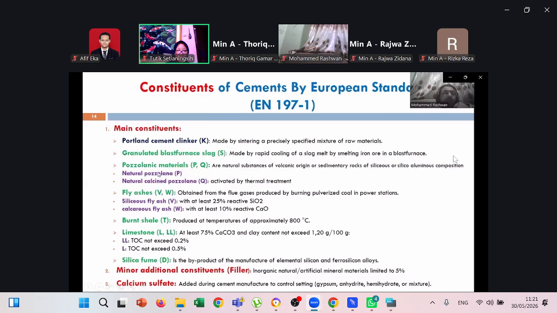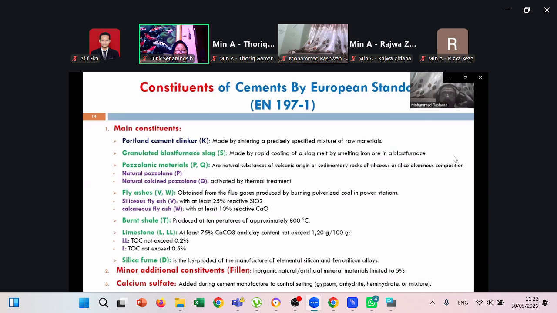And pozzolanic materials are subdivided into natural pozzolana and natural calcined pozzolana. This type of calcination means activation of the pozzolanic material by thermal treatment, maybe up to 800 or 900 degrees centigrade, for activation to be used as a pozzolanic material.